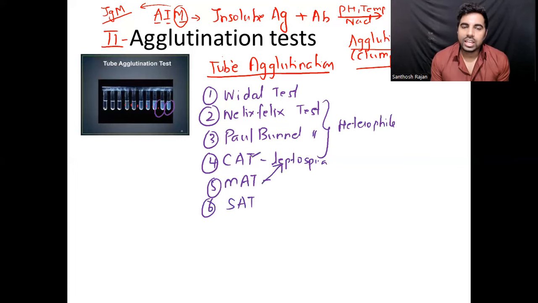MAT is leptospira. CAT is mycoplasma. I told you, what do you say for mycoplasma? Mycoplasma is always Diana. Diana has CAT. Also, one more test there: the Streptococcus MG test is also for mycoplasma. But MAT is for leptospira. Who has SAT? Bruce Lee, brucella.